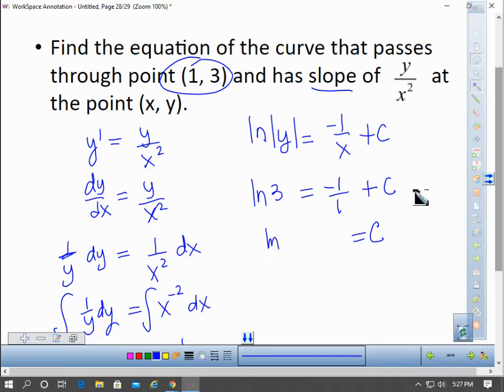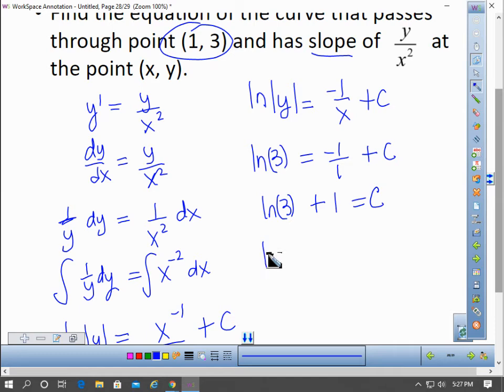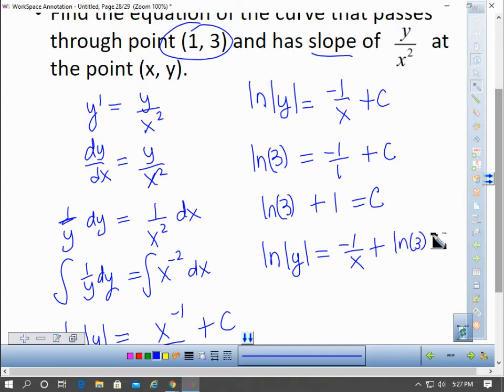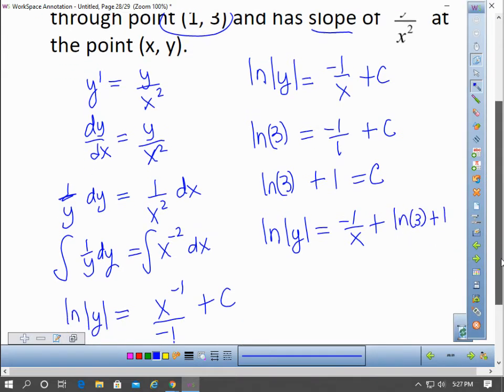So that means my answer for c, this is negative 1, so I add it over here. So this will be natural log of 3 plus 1, and that's not the natural log of 4, all right, because it's the natural log of 3 and then add 1. So this is my constant. So that means now my equation is the natural log of the absolute value of y equals negative 1 over x plus our c value, natural log of 3 plus 1.